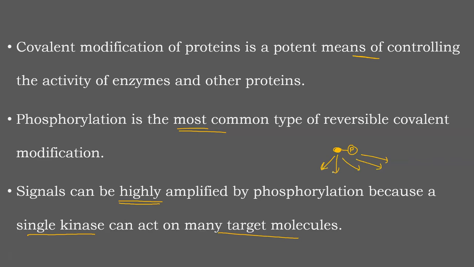This can target many proteins, thereby a single enzyme can amplify its effect on different target molecules. These are all the targets, five to six or more targets are present, whose function depends on the phosphorylation of one particular enzyme. That is why it is the most potent means of controlling the activity of enzymes.